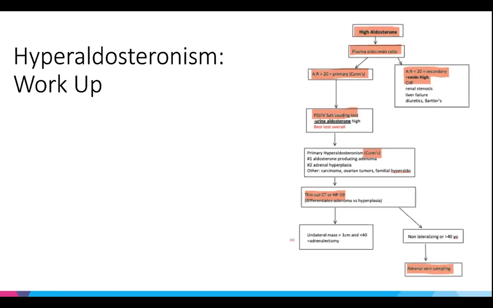Just another review slide for hyperaldosteronism. So you're going to want to start with that plasma aldosterone to renin ratio. Greater than 20 would be indicative of primary Conn syndrome from an aldosteronoma. You could follow that up with a salt loading test, and then continue down the pathway that we had discussed.